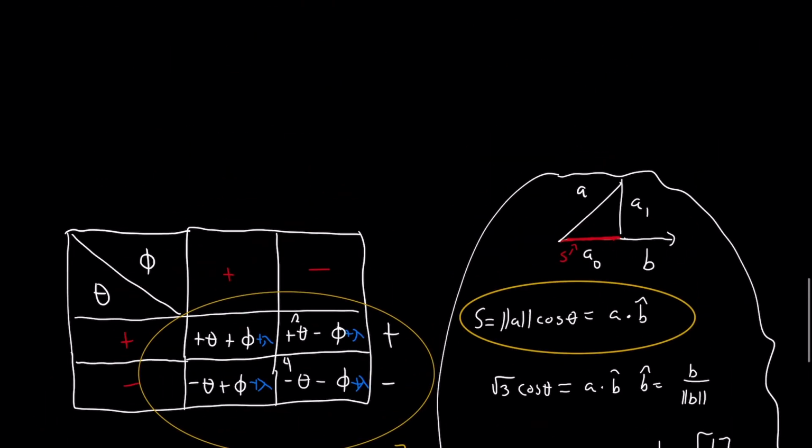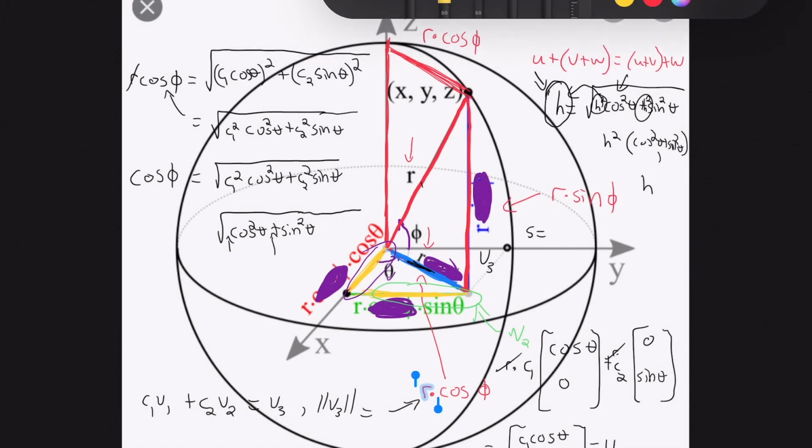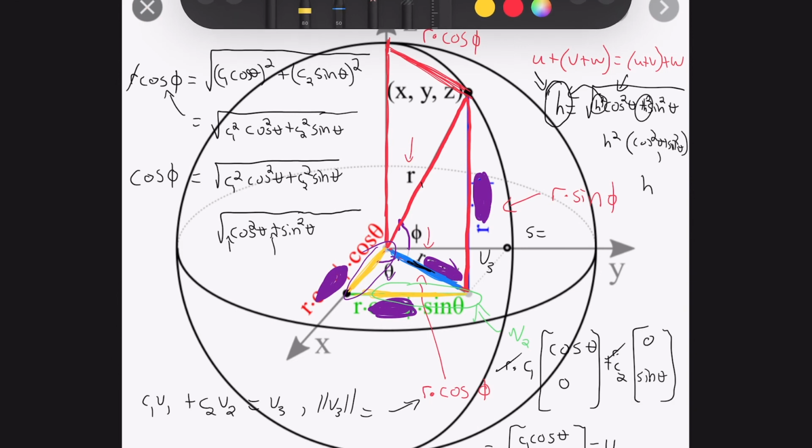I worked through an example. Anyways, if that's the case, we know that the solution to this is going to be C1 is equal to C2 is equal to cosine phi.